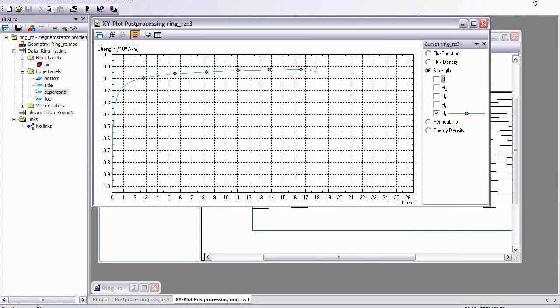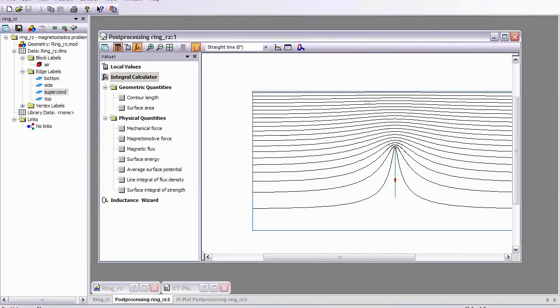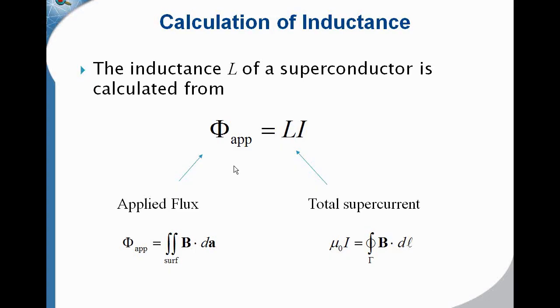Now we can also calculate the inductance of the superconducting ring. The inductance of the ring is given by the relationship that the applied flux is equal to the inductance times the total screening current inside of the ring. Now this is the applied flux incident on the ring. There would be 0 magnetic flux inside of a 0 field cool ring, so we would have to calculate the applied flux with the superconductor essentially turned off or in the normal state.